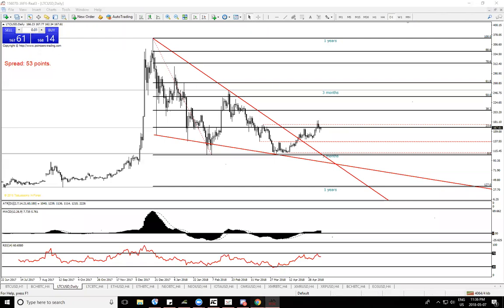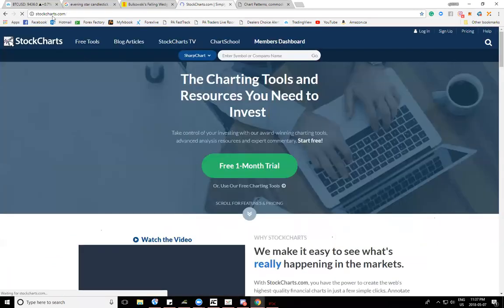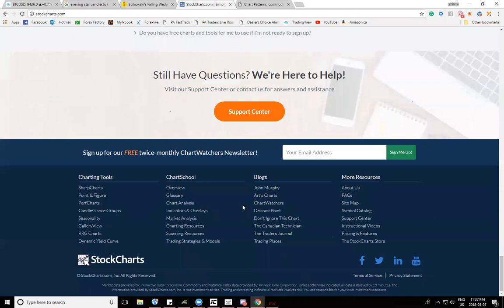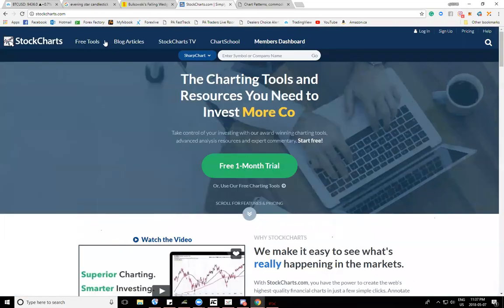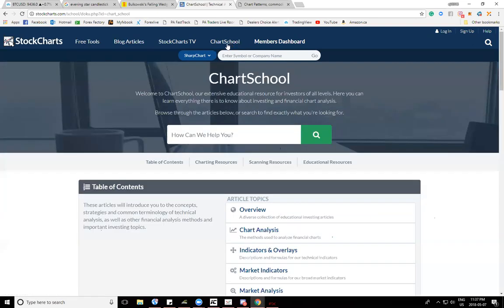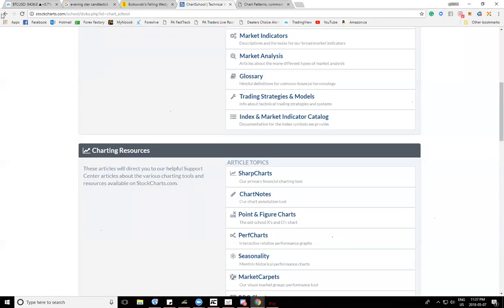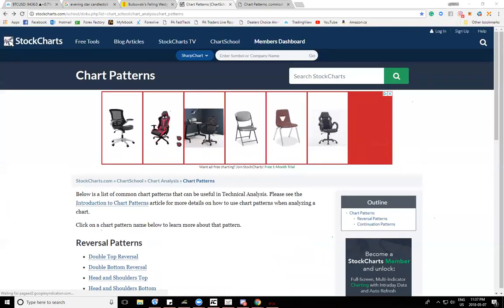So those sites, I would bookmark them. There's this one too, stockcharts.com. They do have a specific section, Chart School. If you Google stockcharts.com chart patterns, or go in Chart School, I think that's where it is. Anyways, I'll send you the exact link. But you can explore the site.